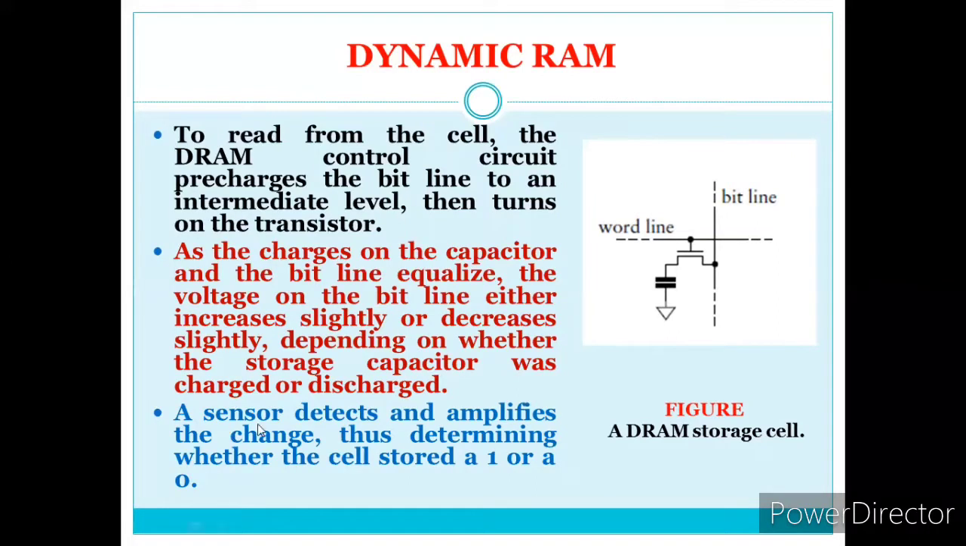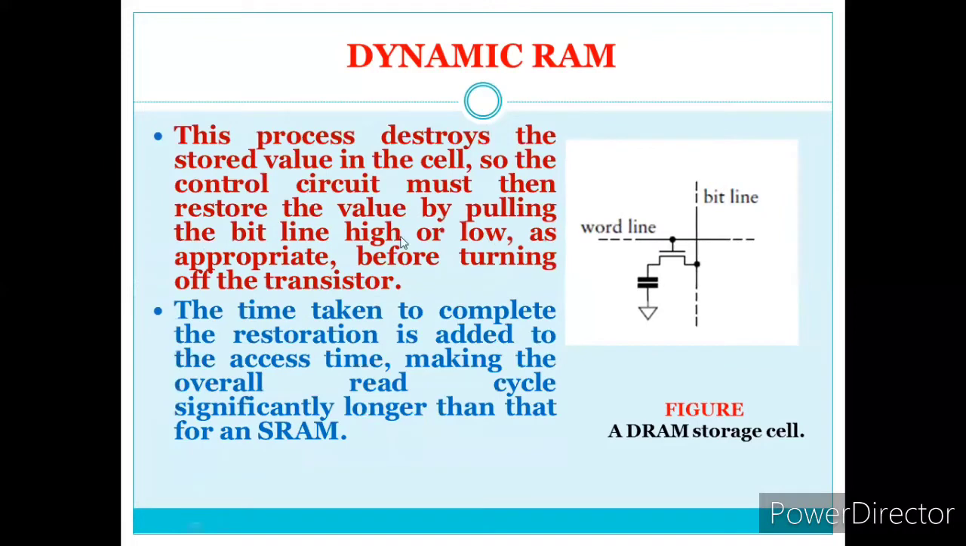Okay, so the sensor detects and amplifies the change, thus determining whether the cell has stored 1 or 0. Whatever the sensor is sensing, it determines whether it has stored 1 or 0 there. So this process destroys the stored value in the cell. So the control circuit must then restore the value by pulling the bit line high or low as appropriate before turning off the transistor.